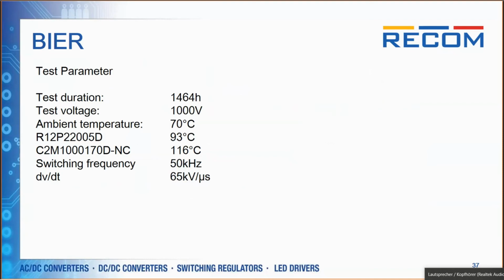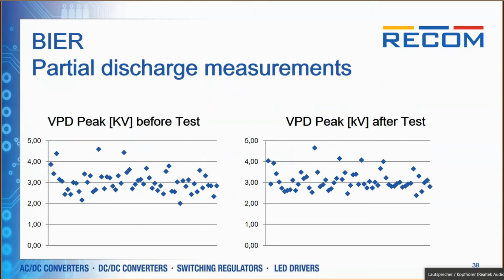So therefore the switching frequency was 50 kilohertz, and the dV/dt was 65 kV per microsecond, which is already quite fast for such a high voltage. And we performed partial discharge tests on all the power supplies before the test and after the test. And we have seen there was no decrease in partial discharge. It was an increase in partial discharge inception voltage. But this phenomenon is known when it's thermally stable, that the voltage increases. But since we don't have a decrease, we can say there was no aging due to partial discharge.